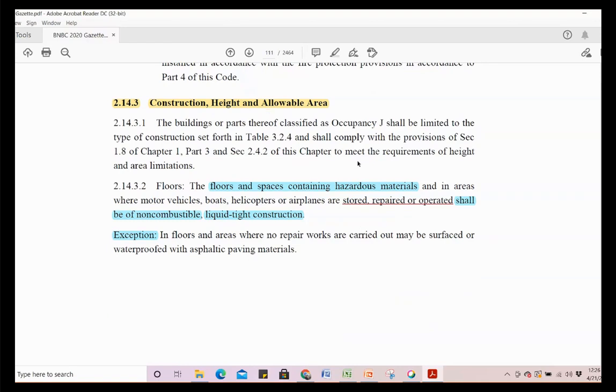Therefore, there are few provisions for construction and height and allowable area. Let's go to the floors and spaces containing hazardous material and in areas where motor vehicles, boats, helicopters, airplanes are stored, repaired, operated shall be of non-combustible liquid tight construction. So there is a new type of construction, liquid tight construction. The liquid cannot penetrate through the floor and the material must be non-combustible.